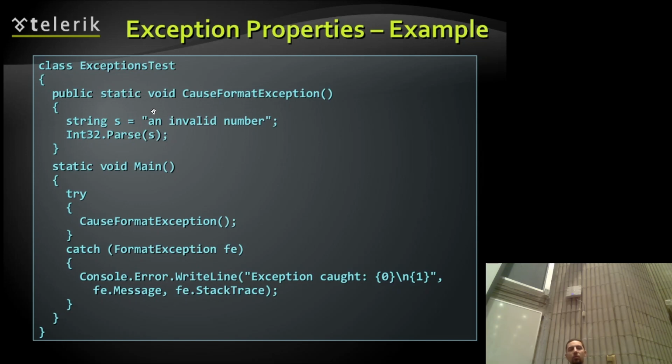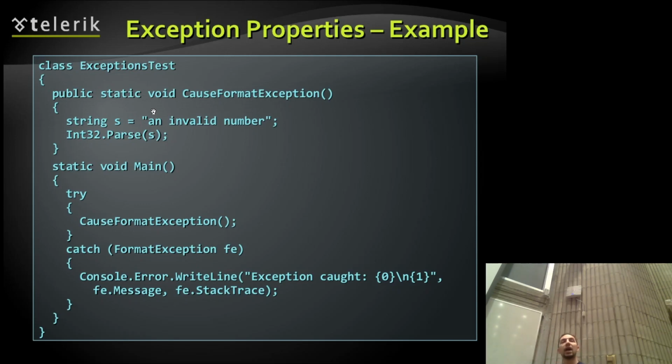So here we've got a program that causes an exception. It's hard-coded in there. An invalid number will never parse. That's the name of the string, invalid number. That's never going to work. So when you call it, it's going to trigger the catch block, a format exception.